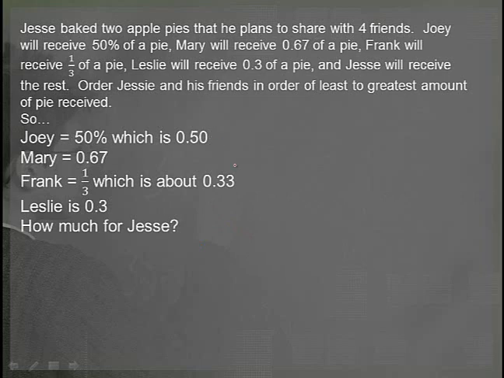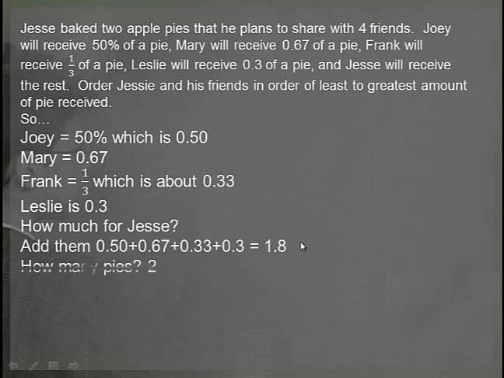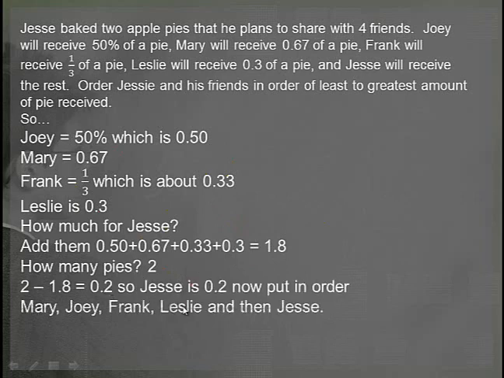Well, we need to add these 3 up and see how much we have so far. We get 1 8/10. How many pies? 2. So let's subtract 2 minus 1.8 is going to be 0.2. So Jesse's going to have 0.2 of a pie. So now let's put them in order from least to greatest. Who had the smallest amount of pie? Jesse.